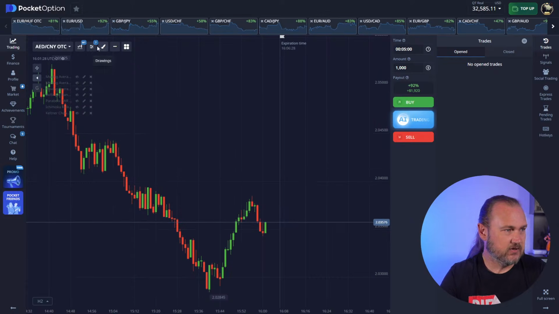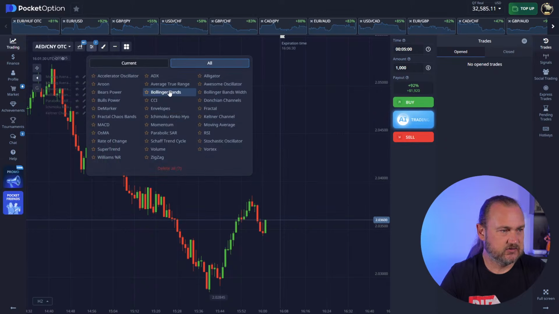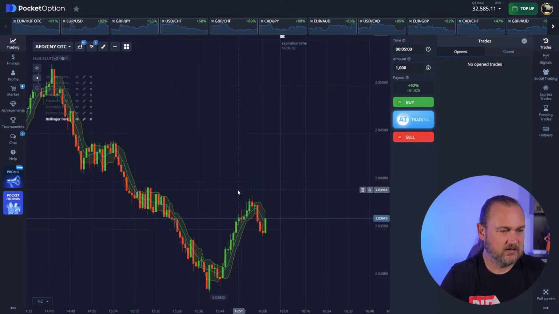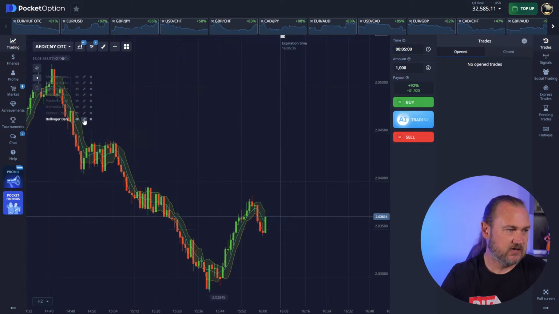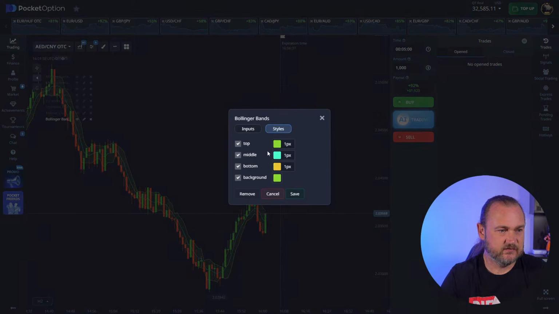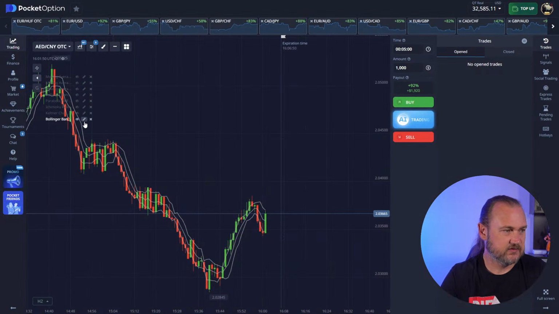Okay, we're going to add the Bollinger Bands first to our chart, and that's the way it looks by default on Pocket Option. I'm definitely going to make some changes to it. First changes I'm going to do is change the style. I like to have them all the same color, and we can get rid of the background. Okay, looks a little bit better.